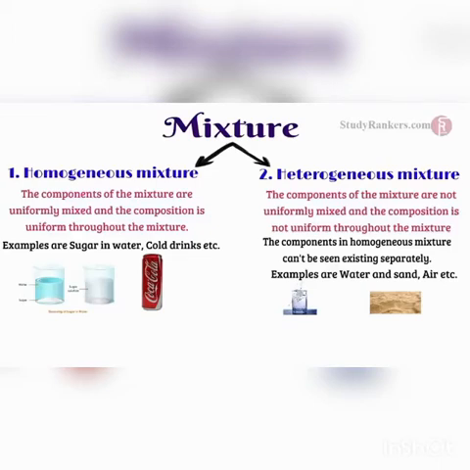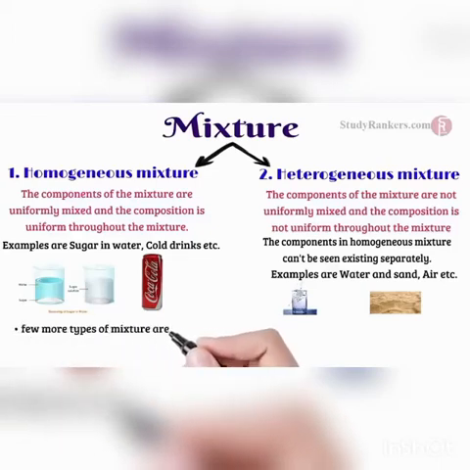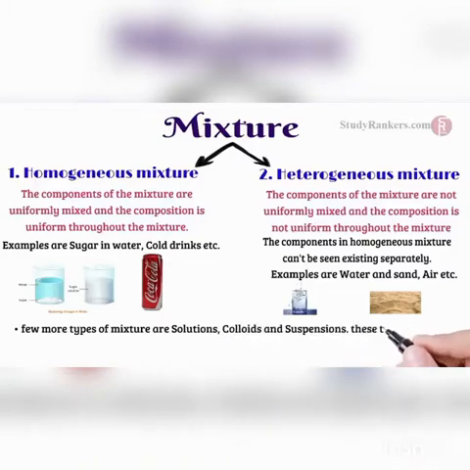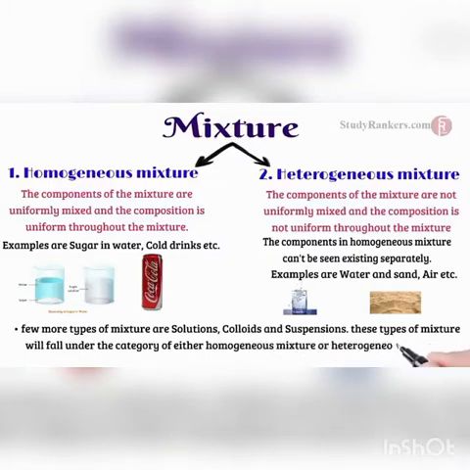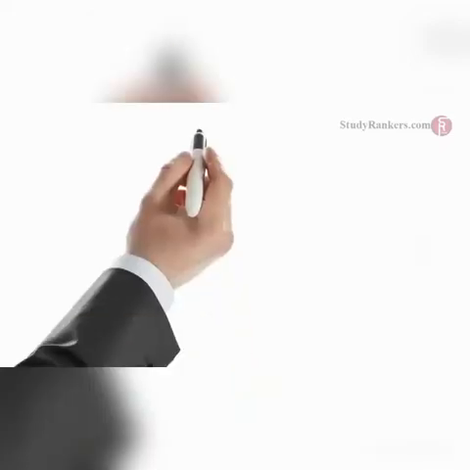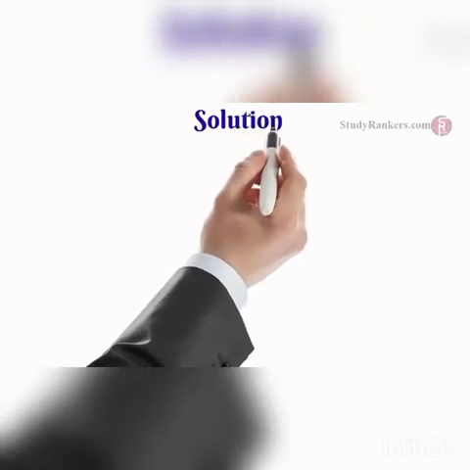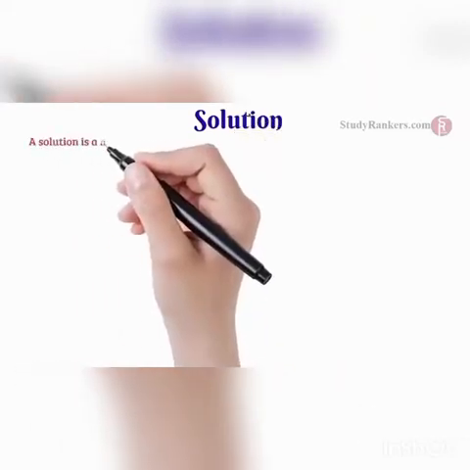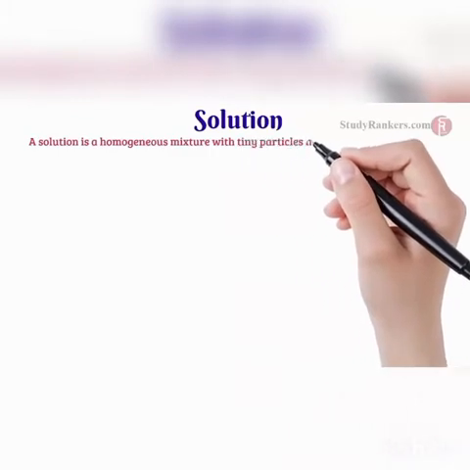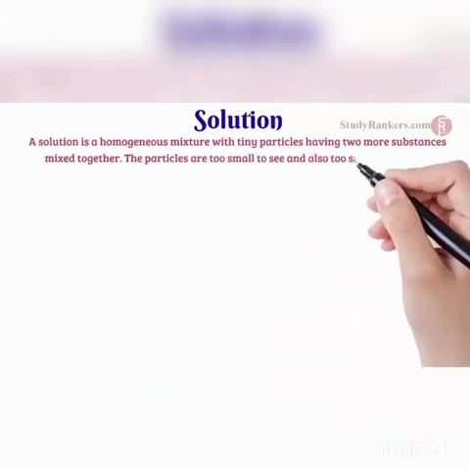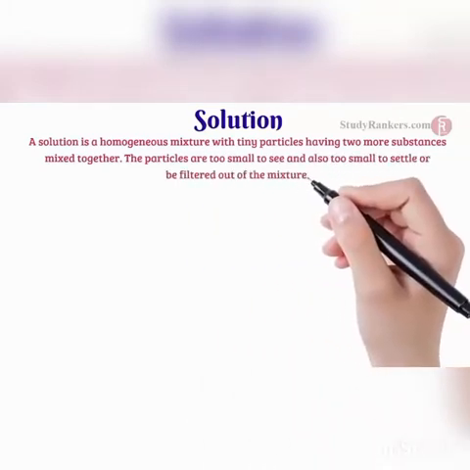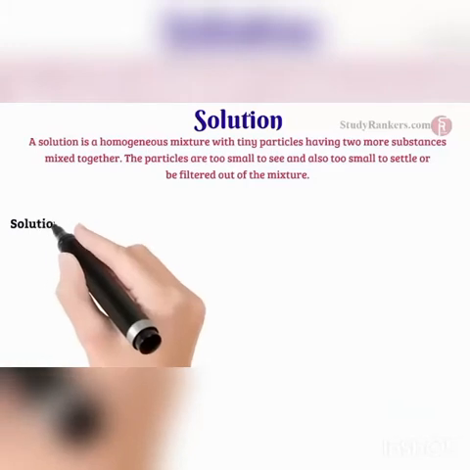There are a few types of mixtures we need to know. They are solutions, colloids, and suspensions. These types of mixtures fall under the category of either homogeneous or heterogeneous mixtures. So, let's start with the solution first. A solution is a homogeneous mixture with tiny particles having two or more substances mixed together. The particles are too small to see and also too small to settle or be filtered out of the mixture.